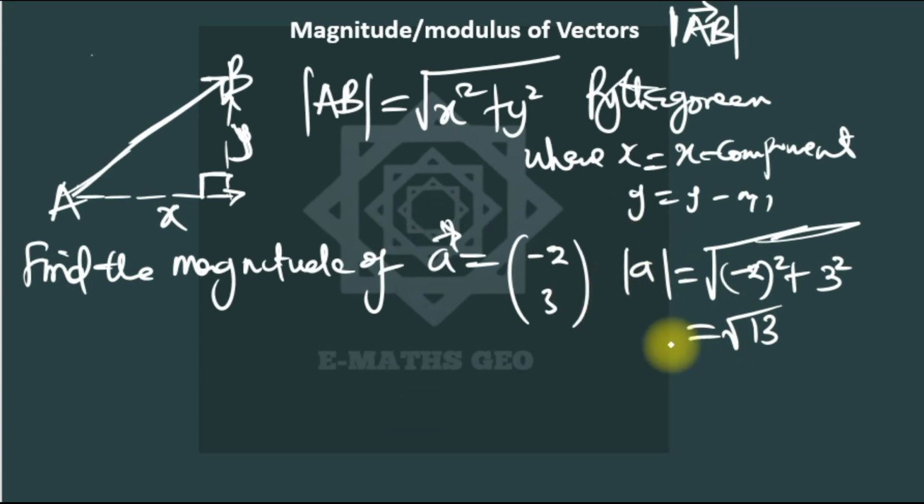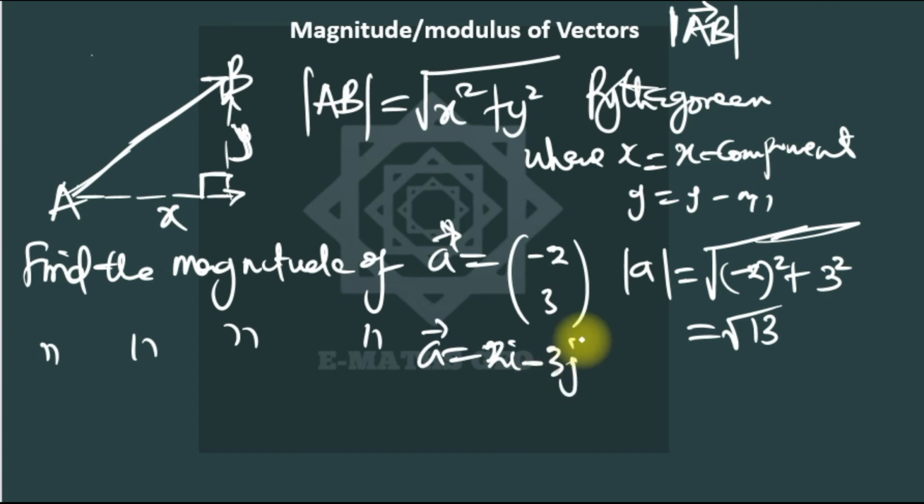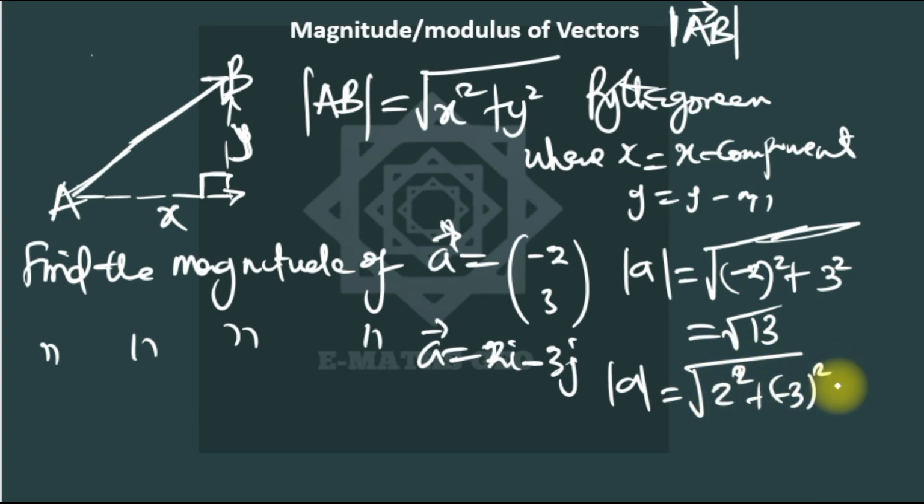That's why it's absolute. Or maybe you are asked to find the magnitude of a vector written in unit vector form, maybe 2i minus 3j. The magnitude is simple, the square root of what? 2 squared plus minus 3 squared. So we also get the square root of 13. So the magnitude or modulus is the length of the vector. Once we hear magnitude, it means the length.